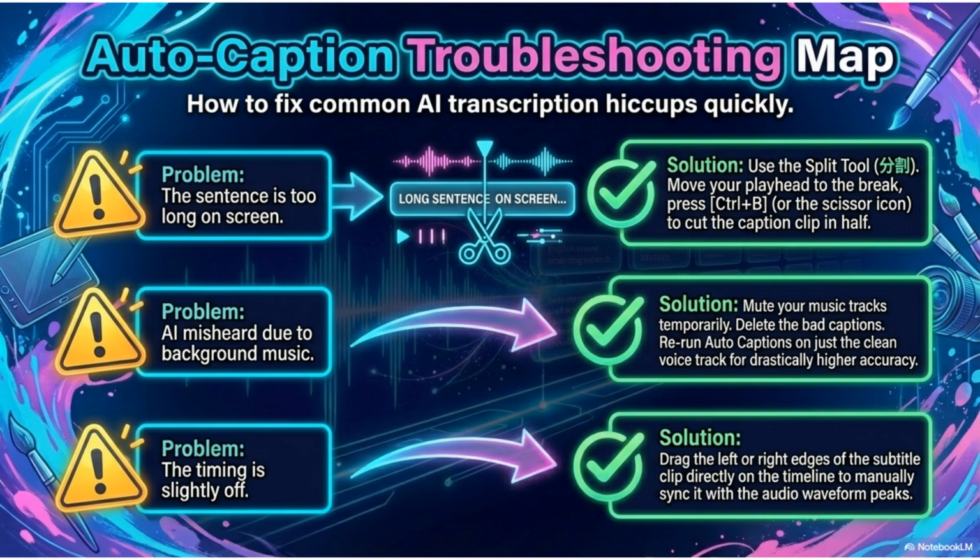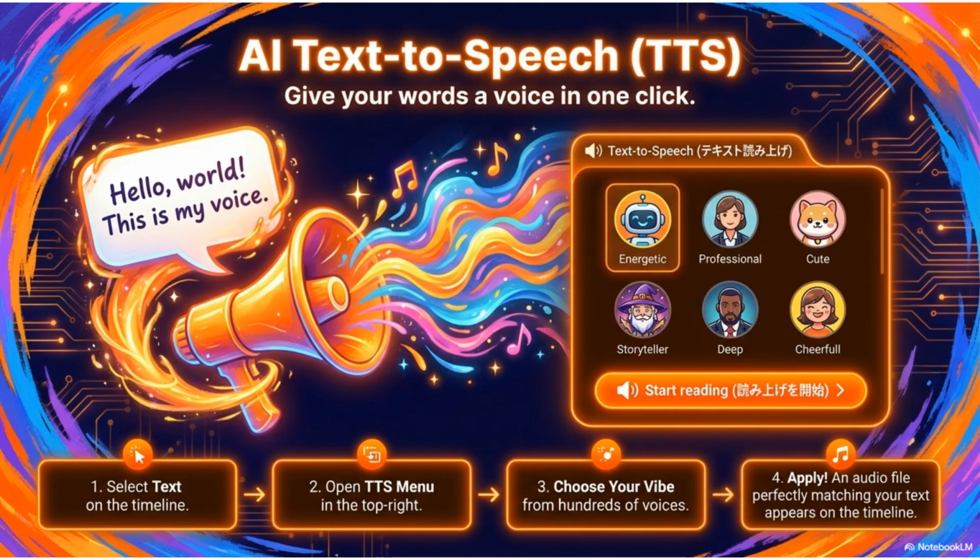Auto-Caption Troubleshooting Map. Here's how to fix common AI hiccups. If a sentence is too long, use the Split tool, Ctrl+B, to cut the clip in half. If the AI mishears words due to music, mute the music tracks and rerun the captions on a clean voice track. And if the timing is off, simply drag the edges of the clip to sync it with the audio waveform.